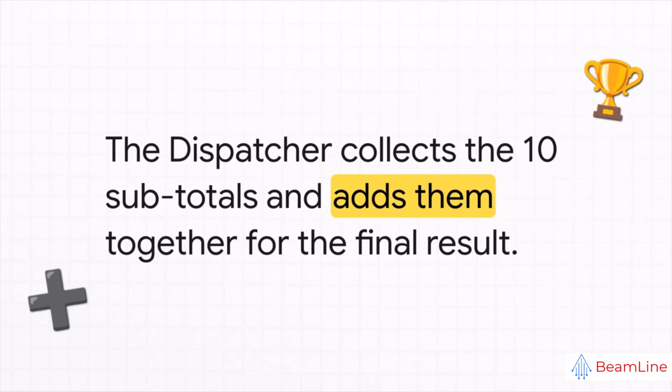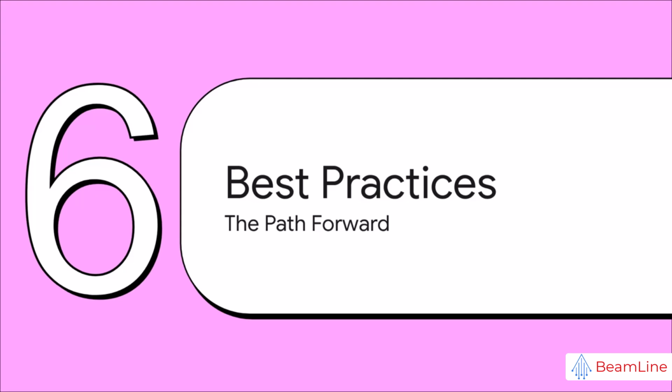Once each worker finishes its calculation, it sends its subtotal back to the dispatcher. The dispatcher's last job is the easiest part. It just has to add those 10 small numbers together to get the final grand total. And just like that, we've solved the problem in a fraction of the time. Now that you can see just how powerful this approach is, let's wrap things up with a couple of crucial rules of the road. These will help make sure your journey into actor programming is a smooth one.